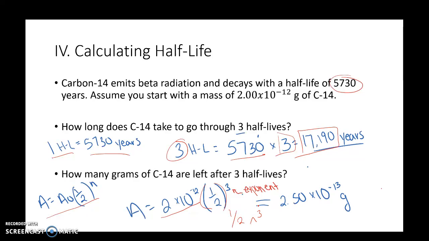So if you take 2 times 10 to the negative 12th, because that's what we started with, that's our initial mass, and then in our parentheses, 1 divided by 2, close off the parentheses, and then your little caret 3, exponent of 3, you should get 2.50 times 10 to the negative 13th power grams. Okay, so that's after 3 half-lives, that's how much is left.